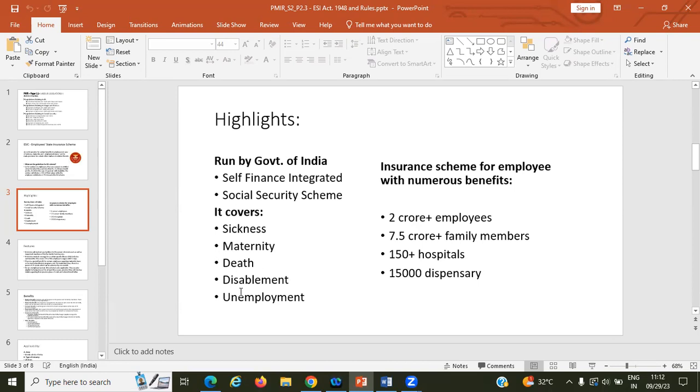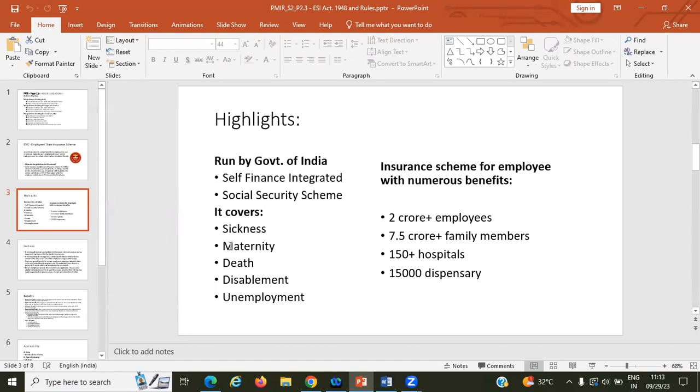And what are the diseases covered? Sickness, maternity, death, disablement, unemployment, and it is run by the Government of India. It is a social security scheme which is executed and run by the Government of India. How does it generate money? From the employer and employee, self-financed, integrated.